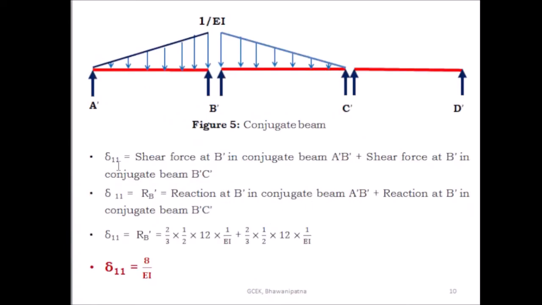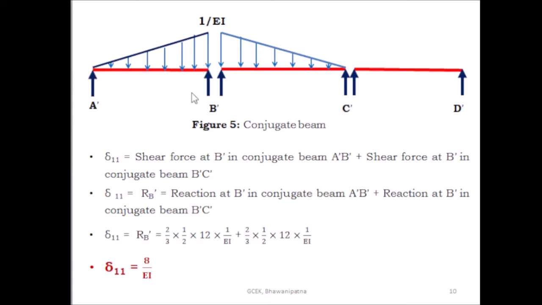Delta 1 is equal to the shear force at B dash in conjugate beam A dash B dash plus the shear force at B dash in conjugate beam B dash C dash. So you have to find out the reaction here from A dash B dash, and the reaction here from B dash C dash. The total reaction at B dash is equal to the shear force at B dash, and that is equal to delta 1. So delta 1 is equal to RB dash, the reaction at B dash in conjugate beam A dash B dash plus the reaction at B dash in conjugate beam B dash C dash.